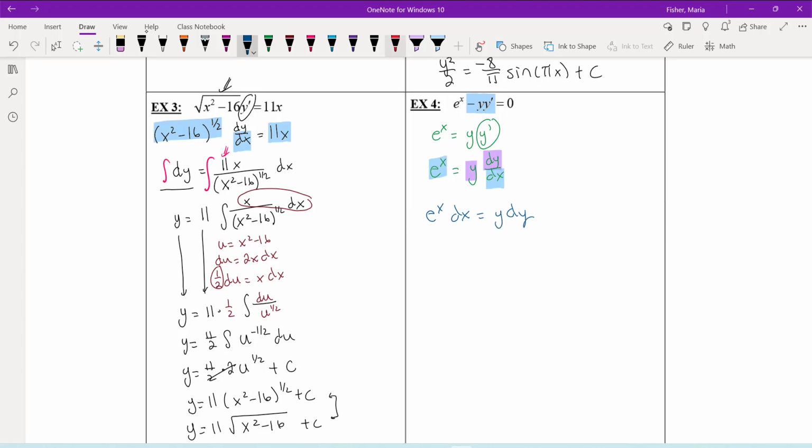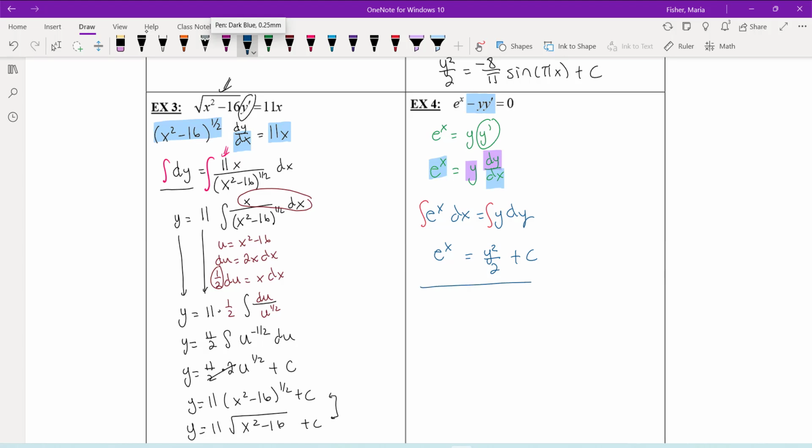Well, both of those are pretty easy to integrate. So we're going to integrate both sides. The integral of e to the x dx is just e to the x, and the integral of y dy is y squared over 2 plus c. Now notice I put the plus c with the y term instead of the x term. It doesn't matter which one you put it with, but I went ahead and just kept it consistent and put it on the right hand side.